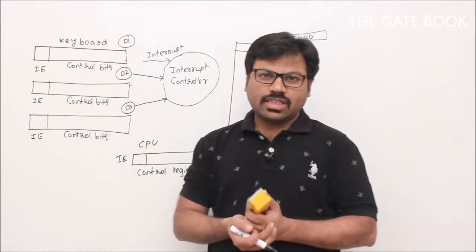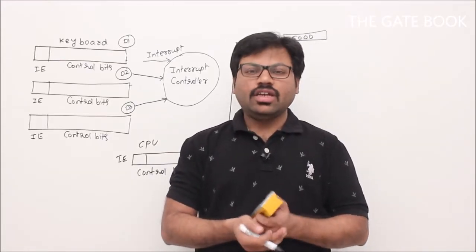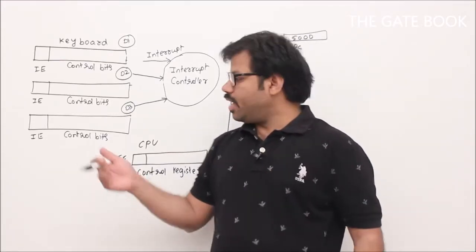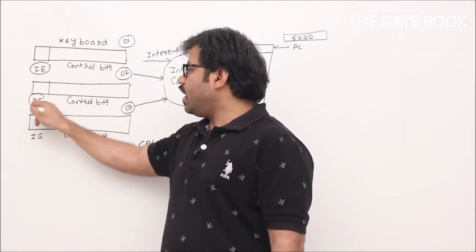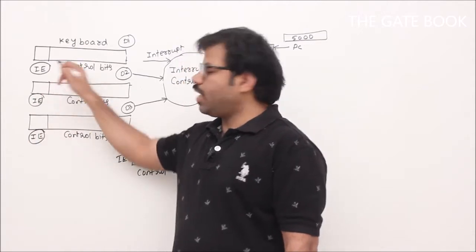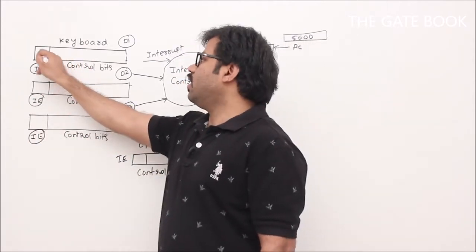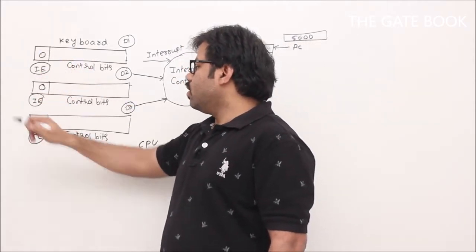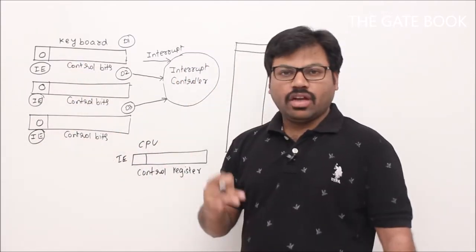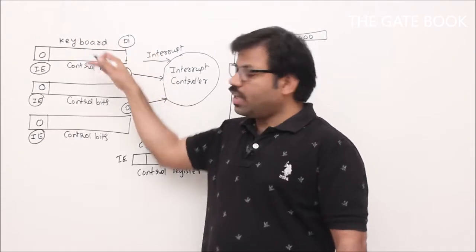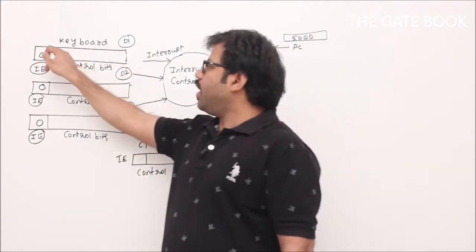Now we'll see the control bits of IO devices and processor which are going to help us in implementing interrupts. One important bit is the interrupt enable bit. Every device can have this kind of interrupt enable bit. Initially, generally they will be zeros. Whenever these IE bits are zeros, they cannot generate any interrupt. Now if any program wants to take interrupts from the devices, then it can make them ones.